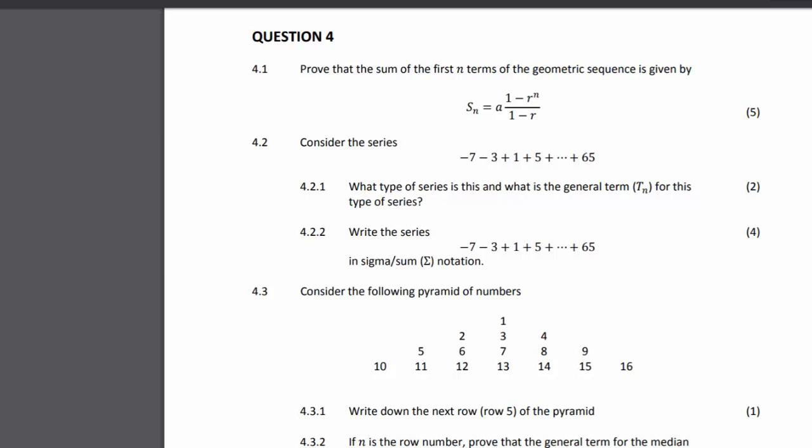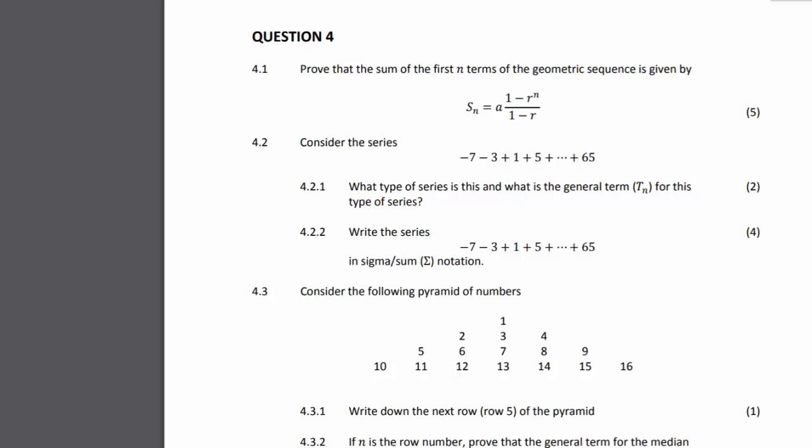Okay, consider the series. Here we have a series. What type of series is this, and what is the general term for this series? Well, how do we find out? It either has a common difference, or a common ratio, or a common second difference. Let's start with common difference, since if there's not a common difference, then I can do the second difference at the same time.